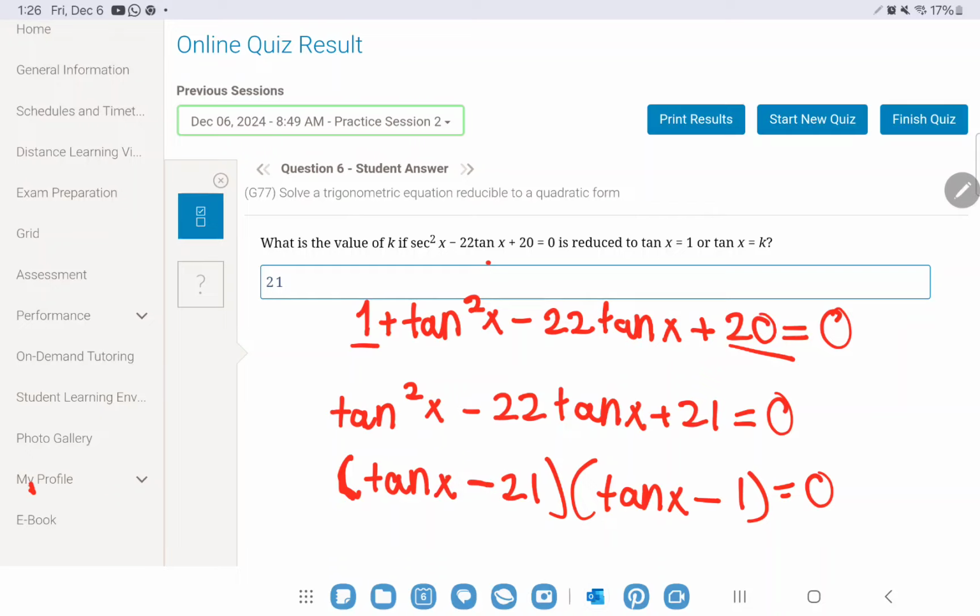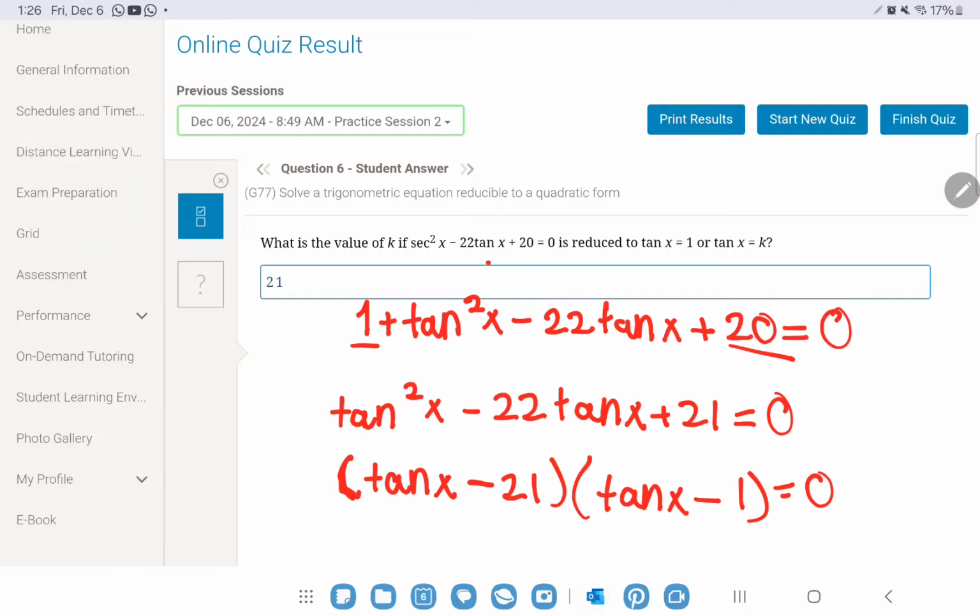Now to check if your factoring is correct, you multiply these two. So you're gonna get here tan x plus negative 21 tan x. When you add them, so negative tan x plus negative 21 tan x is negative 22 tan x. Oops, I deleted something. It's fine, the brackets.